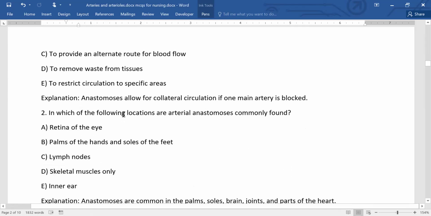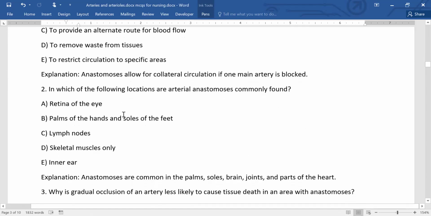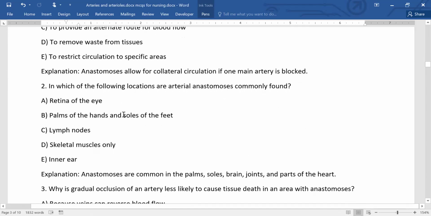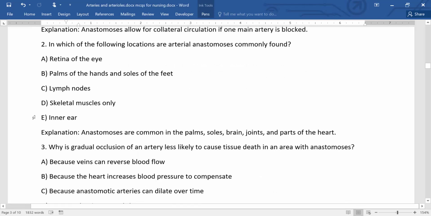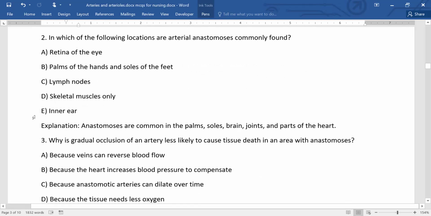In which of the following locations are arterial anastomosis commonly found? Retina of the eye, palms of hands and soles of feet, lymph nodes, skeletal muscles only, inner ear. So the correct answer is palms of the hands and soles of the feet. Anastomosis are common in the palm, sole, brain, joints, and parts of the heart.